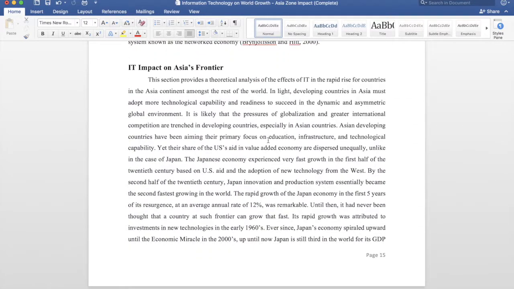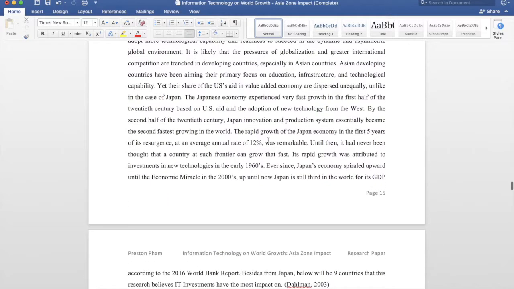Now I move down to the IT impact on Asia's frontier. This section talks about the effects of IT on the Asian continent. Due to the pressure of globalization and the trend in international competition, developing Asian countries have to adapt to technological readiness. Then they have to focus their attention and their investments on their technological capacity.